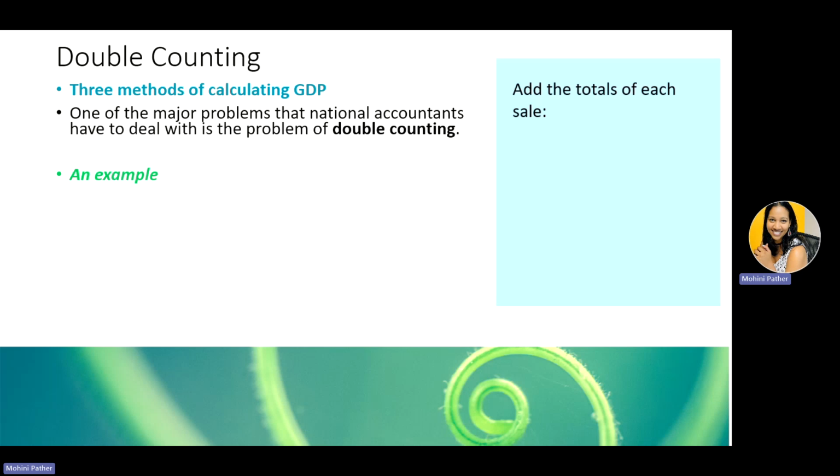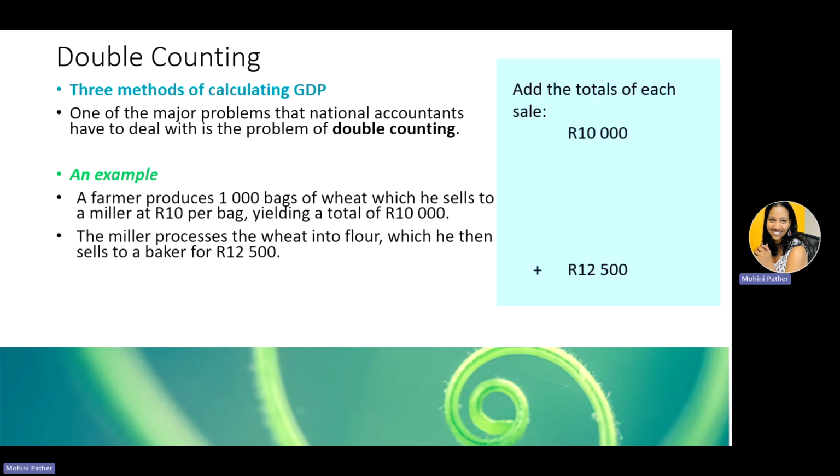Because, of course, if you're using intermediate goods, there's a good chance that we could count the grain in the value of the flour and then again in the value of the bread, which means that we are counting more than once.